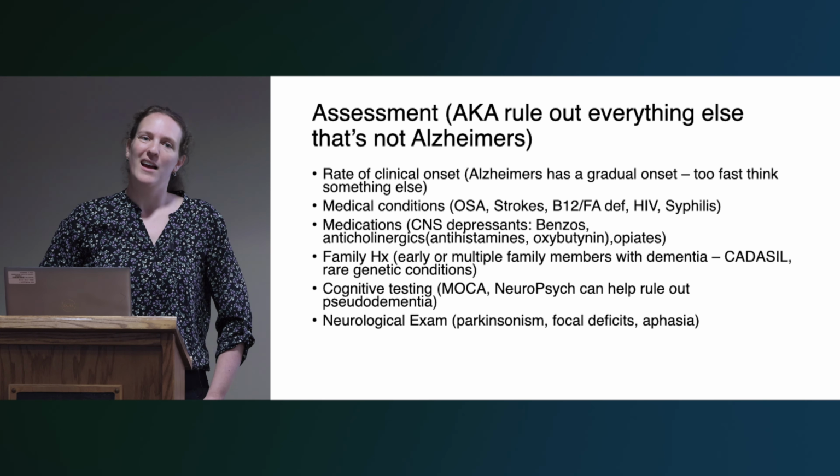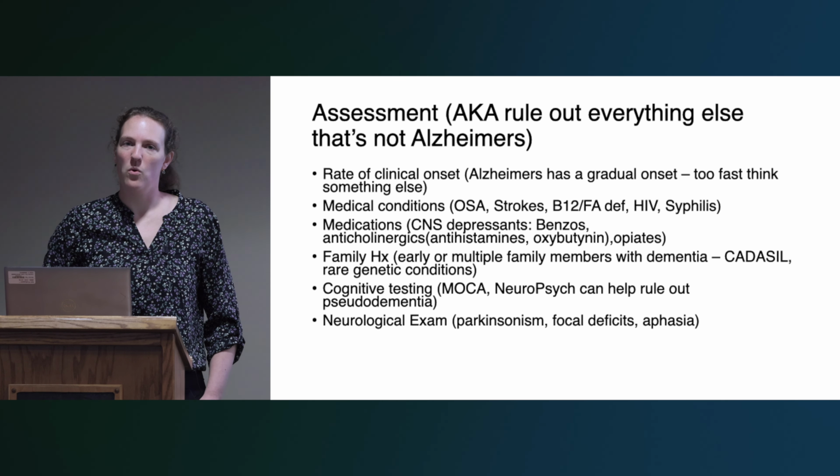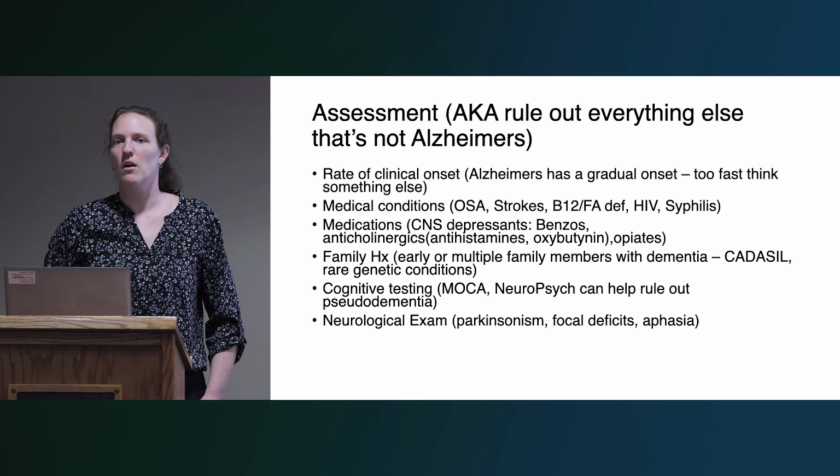So if it feels like it's Alzheimer's, but they're also having a little bit of Parkinson's symptoms, or like they really are having a hard time with word finding, we want to start looking for other causes.